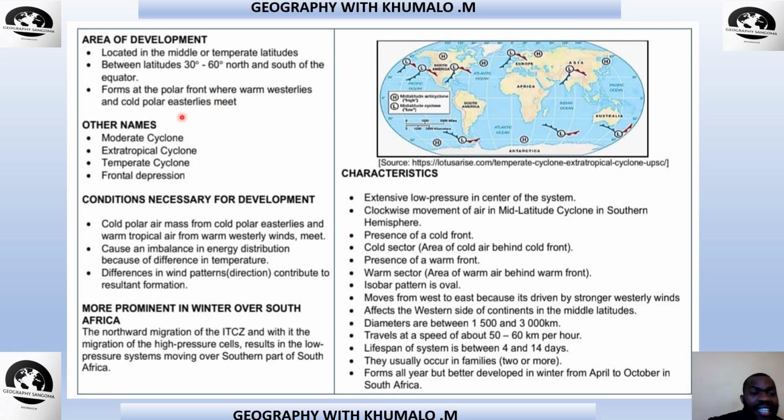Another thing that we have to know, grade 12, is the other names that are used for the mid-latitude cyclone. The other names are the moderate cyclone, the extratropical cyclone, the temperate cyclone, or a frontal depression. This is the one that they love the most. They will say mid-latitude cyclone, or they will call it the frontal depression. So you must know these names, grade 12, so that they don't trick you in an exam.